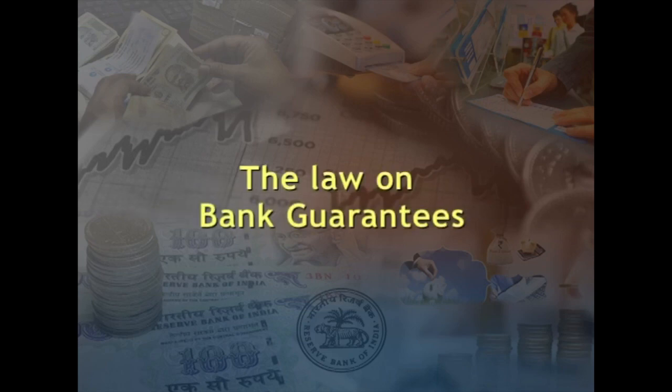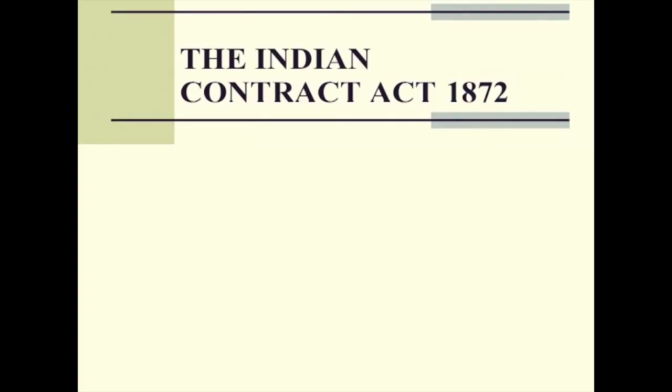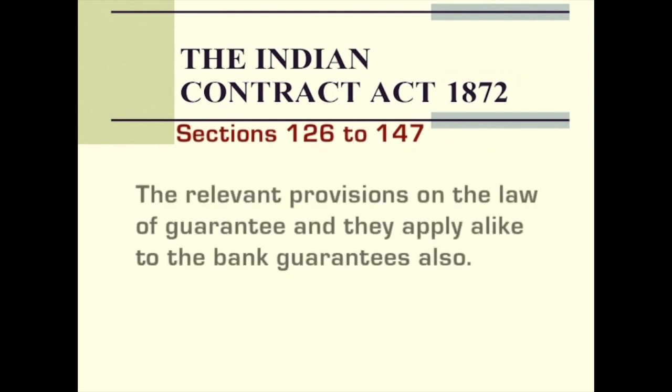Viewers, we will now learn about the law on bank guarantees. The law governing the bank guarantees is basically the Indian Contract Act 1872, apart from the Reserve Bank of India regulations and guidelines for sanctioning and invocation of bank guarantee. Sections 126 to 147 contain the relevant provisions on the law of guarantee, and they apply alike to the bank guarantees also.